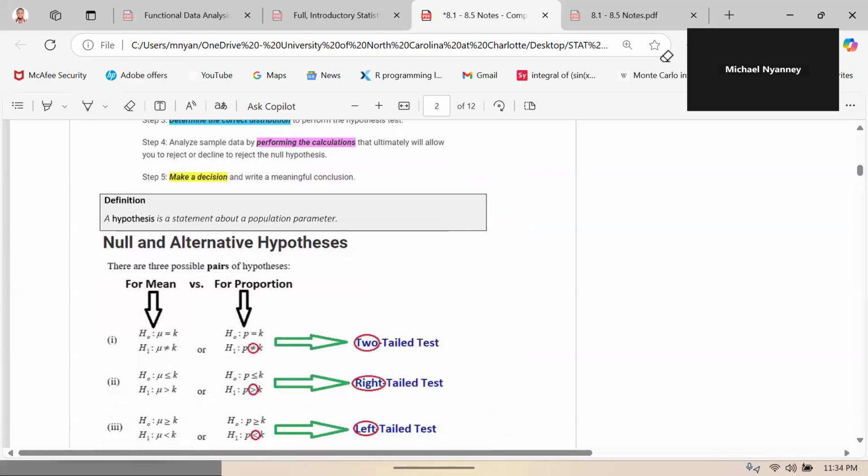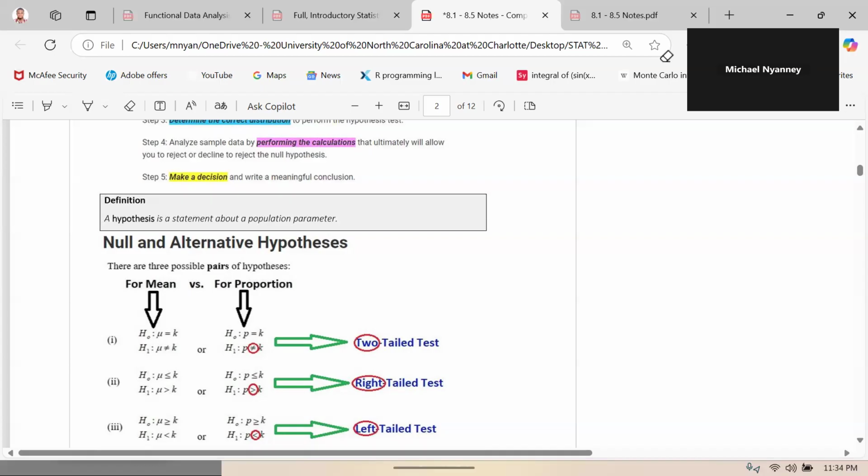The formal definition of hypothesis: a hypothesis is a statement about a population parameter. So we are focusing on the population parameter. But since you don't know the population parameter, normally we take samples and get some statistics out of it, and therefore test whether based on this information we can verify our hypothesis.